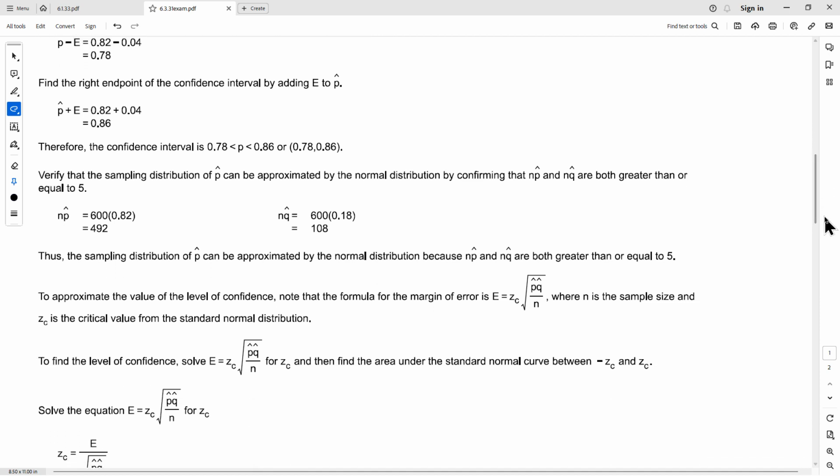Then they ask us to verify the sampling distribution for p hat can be approximated by the normal distribution, affirming that n times p hat and n times q hat are both greater than or equal to 5. So we have n times p hat, which is 600 times 0.82, 492, that's more than 5. And we have n times q hat, which is 600 times 0.18, that's more than 5. So since n times p hat and n times q hat are both greater than 5, the sampling distribution can be approximated by the normal distribution, so it has the properties of a normal distribution.